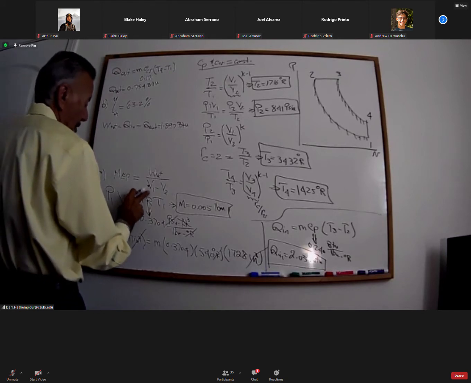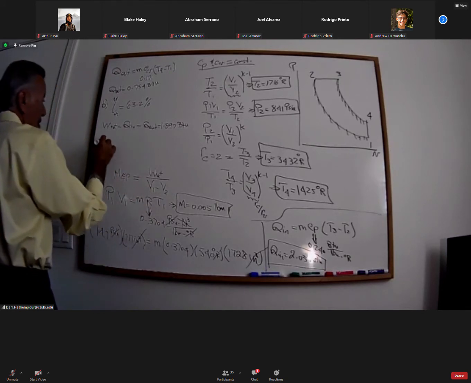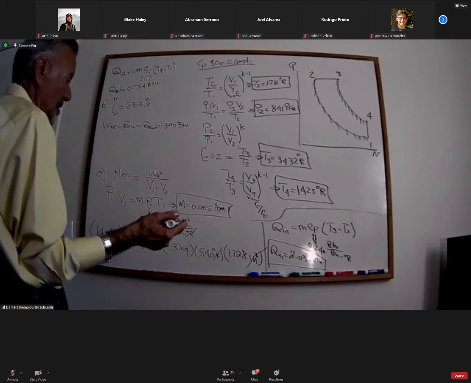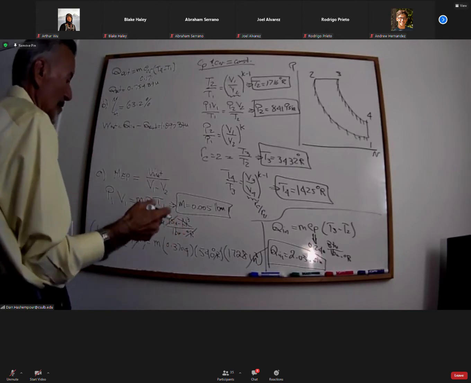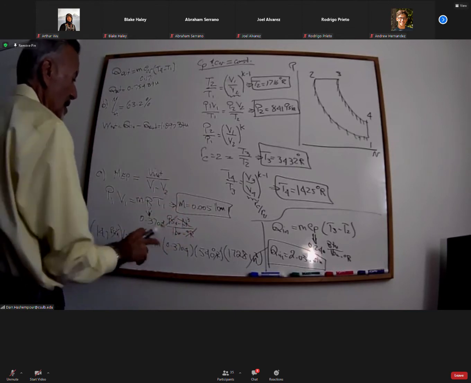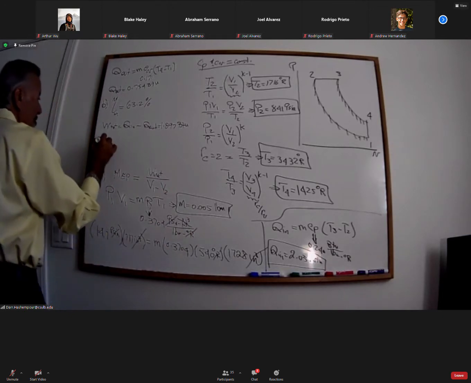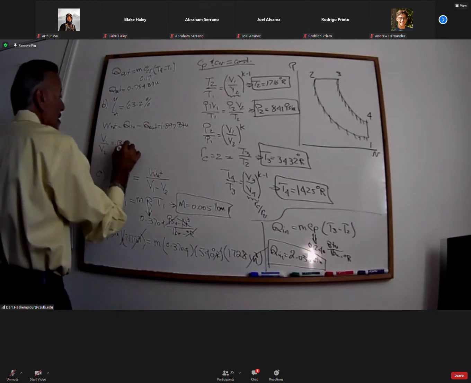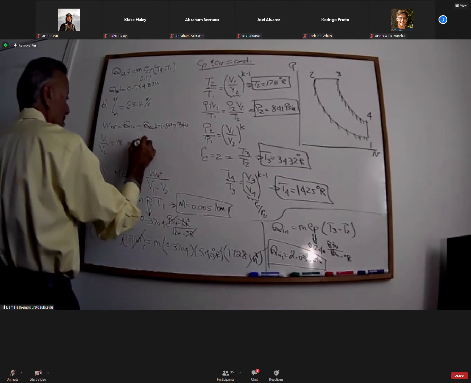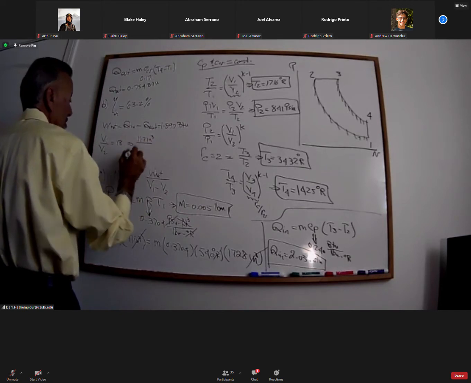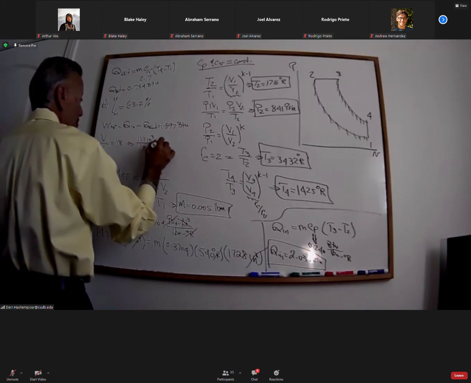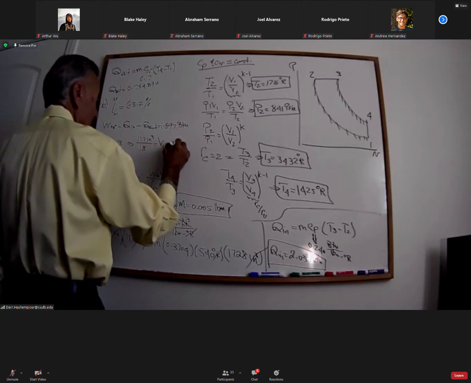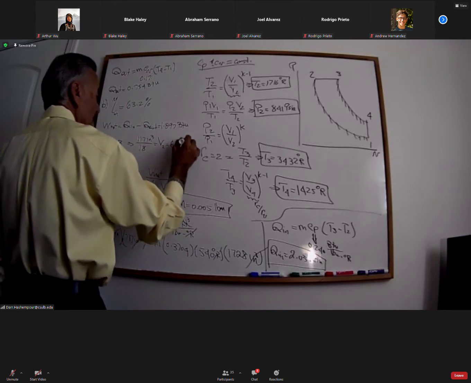Now, V1 is given, and I know that V1 over V2 is 18. So if I divide 117 cubic inch by 18, I get the value of V2. So V1 over V2 is 18. In that case, it would be 117 cubic inch divided by 18. That would give me V2. In that case, the value of V2 becomes 6.5 cubic inch.